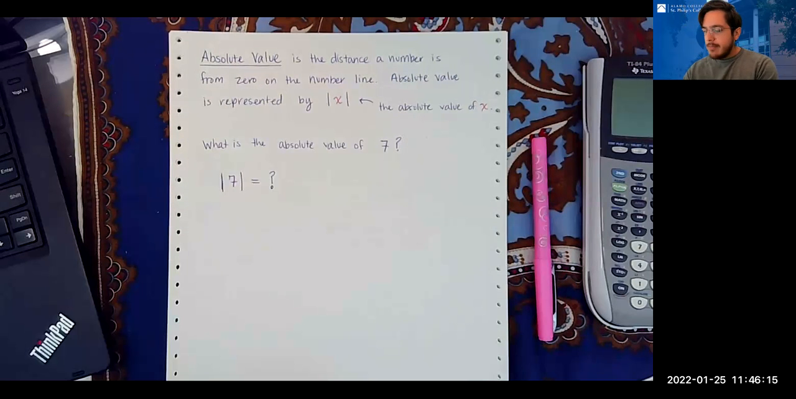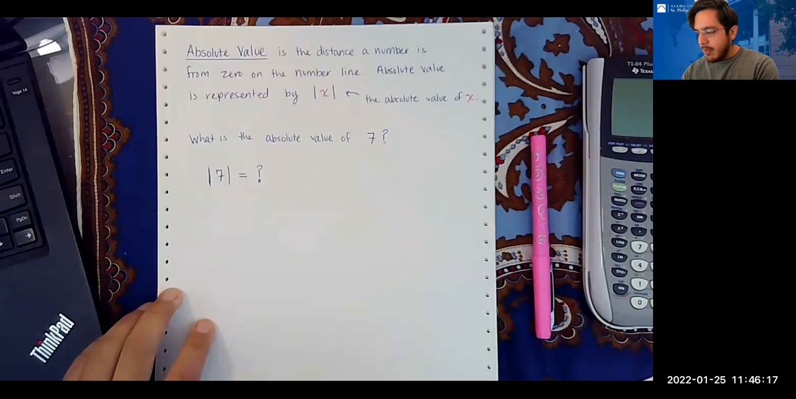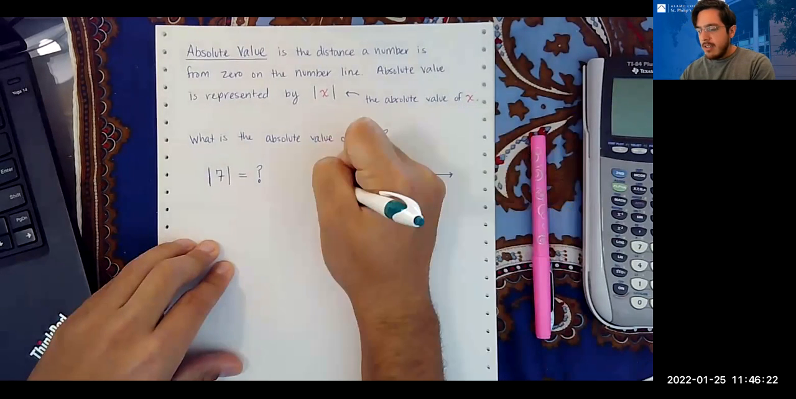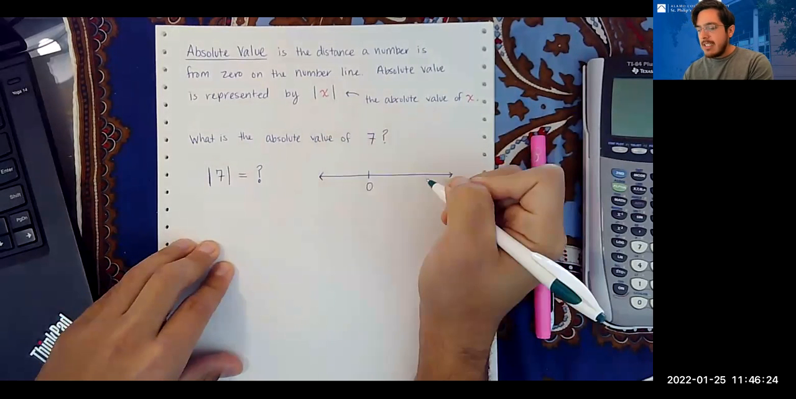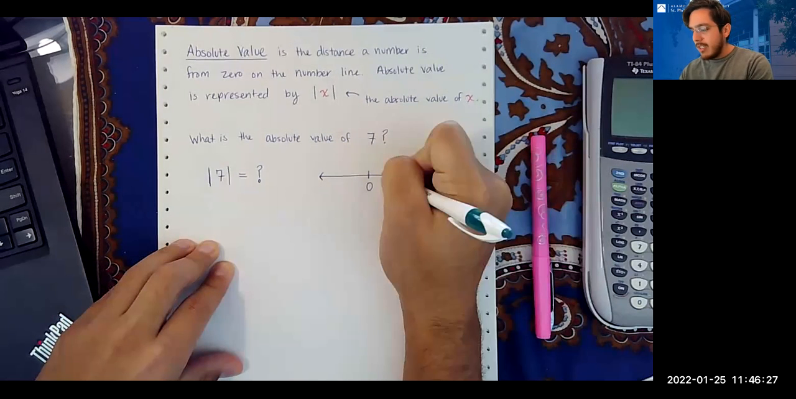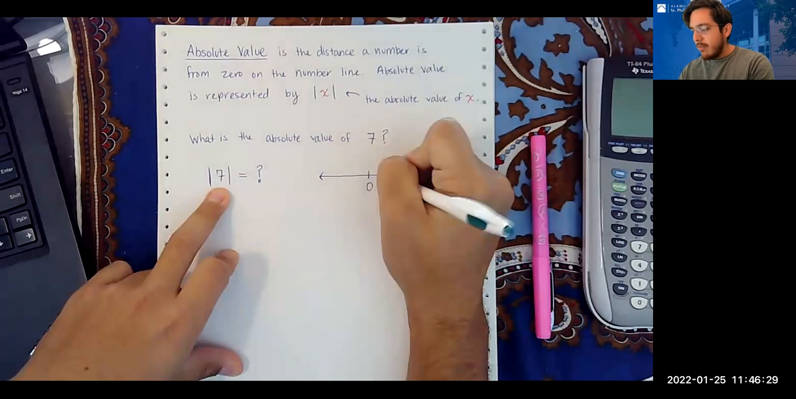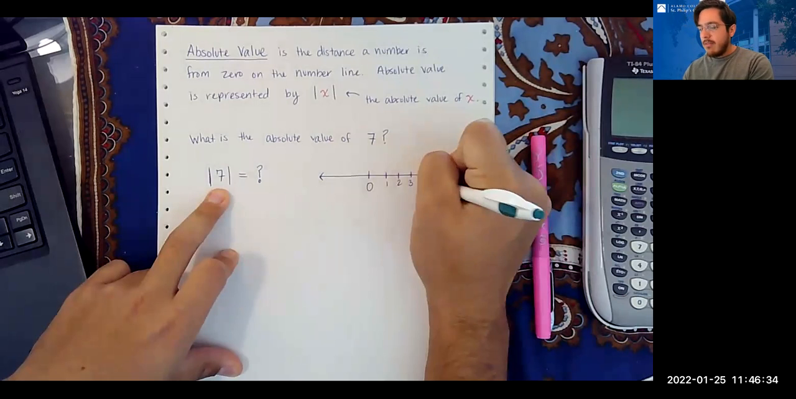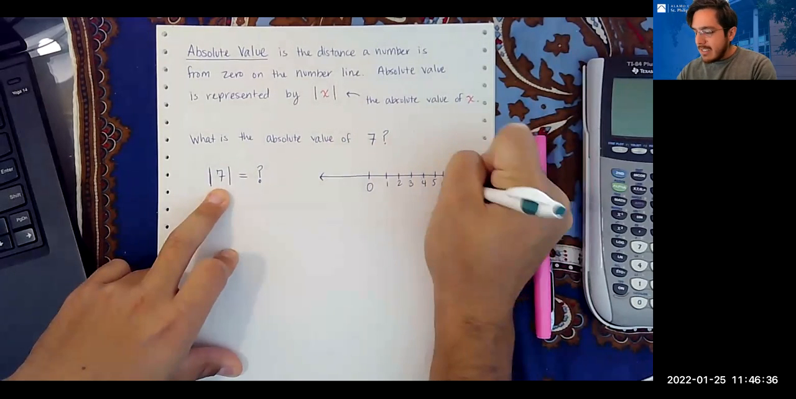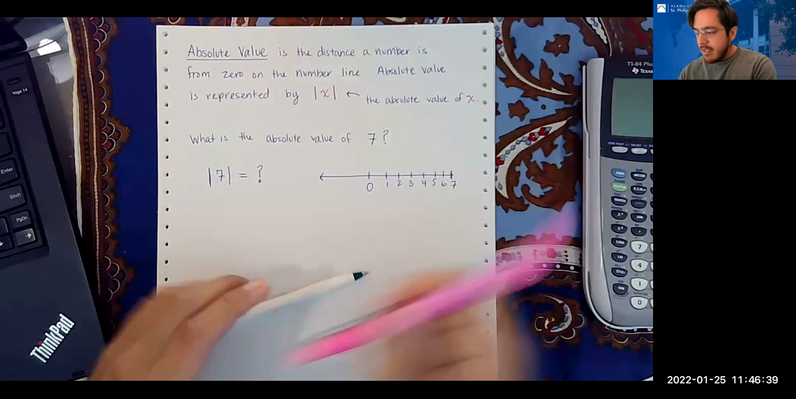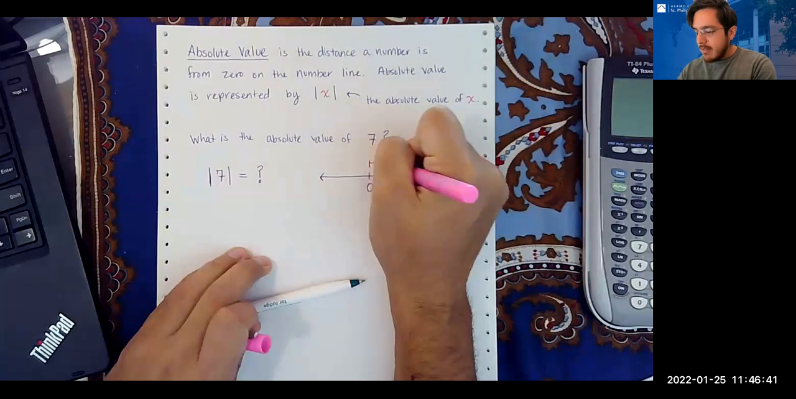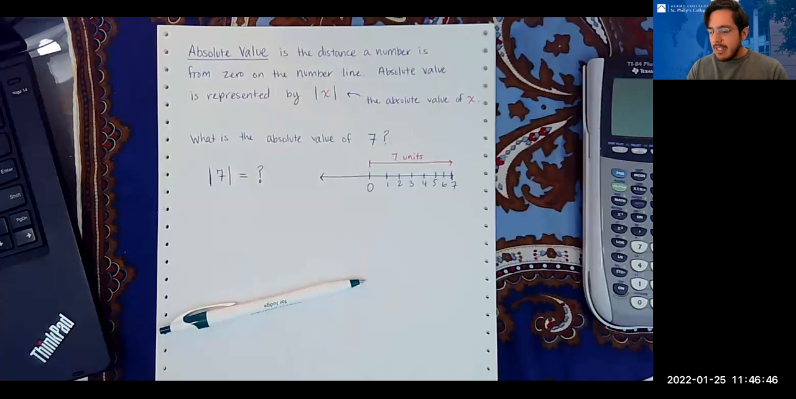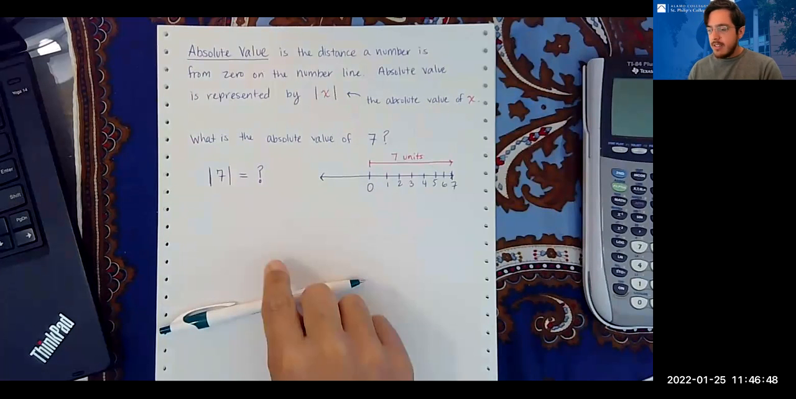To answer this question, and it might seem really straightforward, you just need to know where 0 is on the number line. And then you count how many units does it take for us to get to 7 on the number line. So I'm going to count 1, 2, 3, 4, 5, 6, 7. And I counted a distance from 0 of 7 units. That means that the absolute value of 7 is just 7.